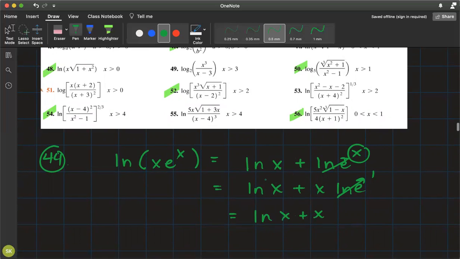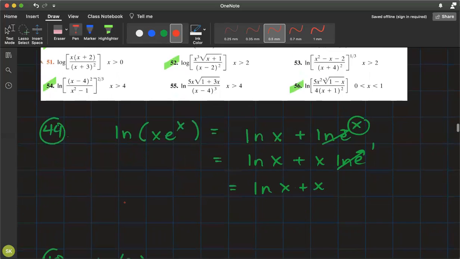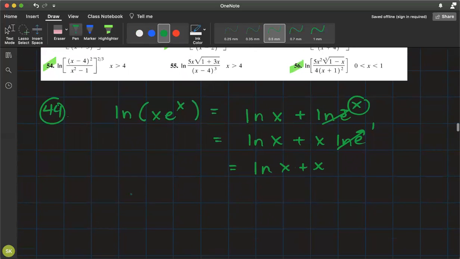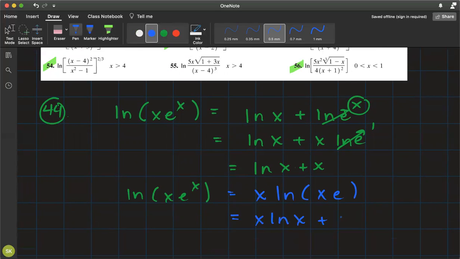Now I do want to bring your attention to a mistake I see some students make. It is right here. They'll take this x and put it in the front right here. So what they'll do, let me write it in a different color. So right here, ln of x e to the x. They'll say that this is equal to x ln of x times e. And then they'll get that this is x ln x plus x ln e. And then they'll get x ln x plus x, which is not what I have here. I don't have an x here.